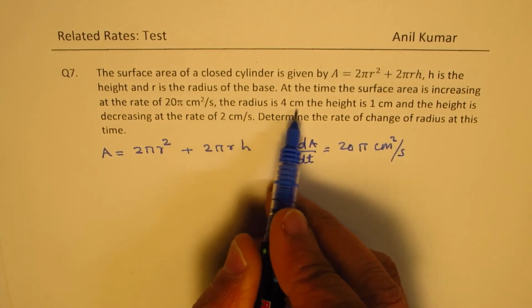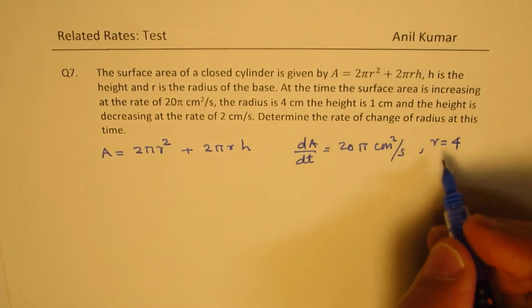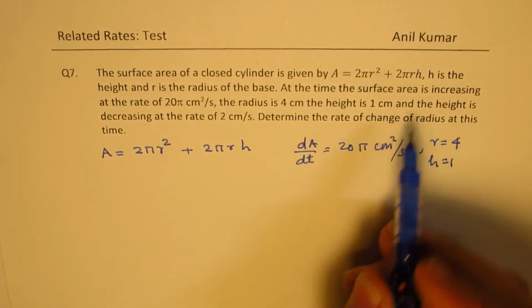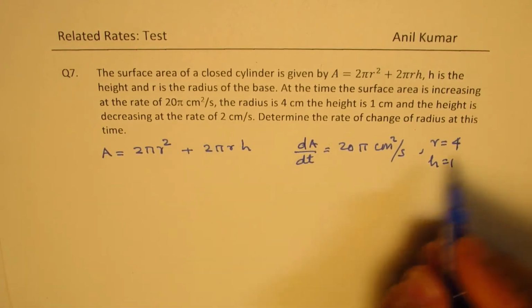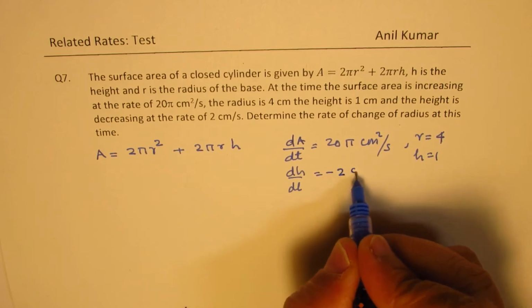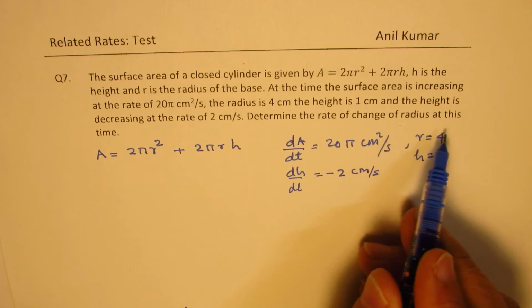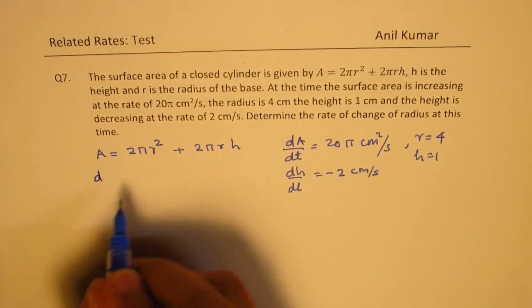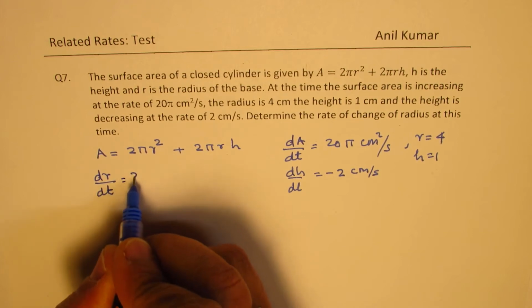The radius is 4 centimeter. We are given r is 4 and the height is 1 centimeter. And the height is decreasing at the rate of 2 centimeters per second. So we are given dh/dt, so write minus 2 centimeters per second. Determine the rate of change in radius at this time. So we have to find the rate of change of radius at this time, right? This is what we need to figure out.